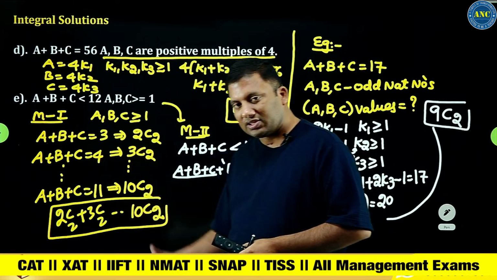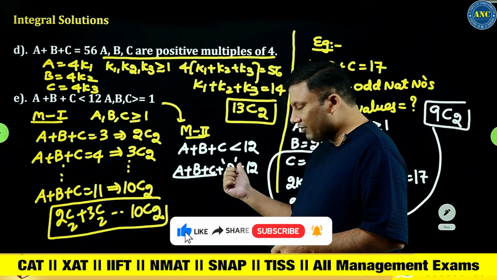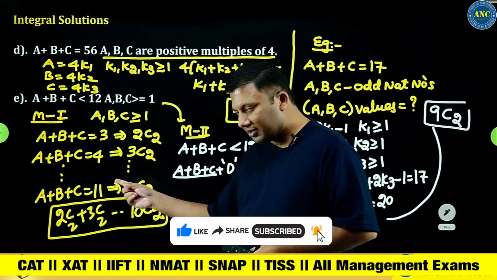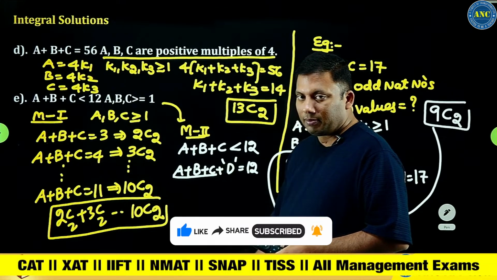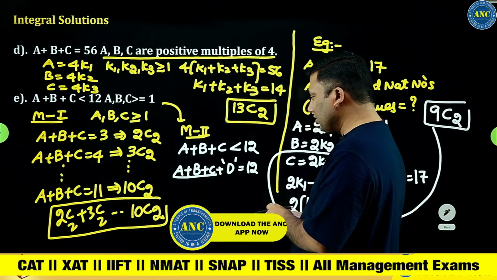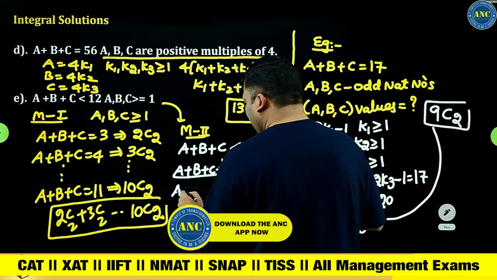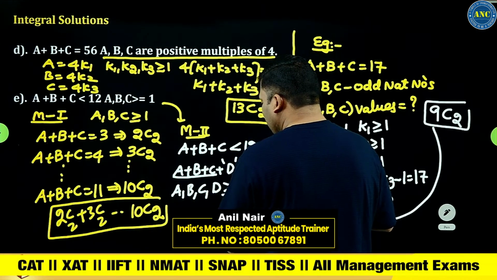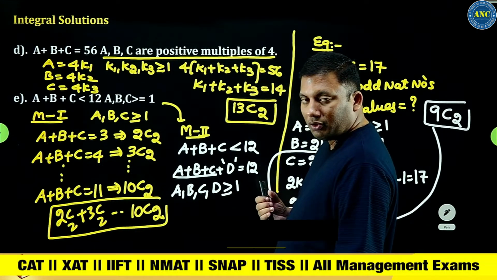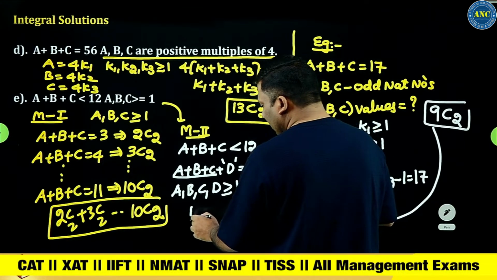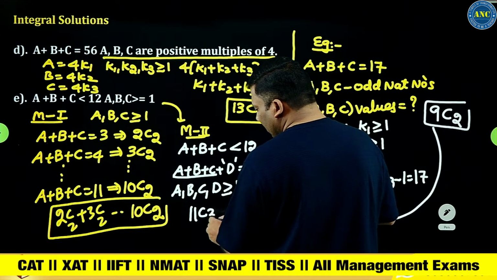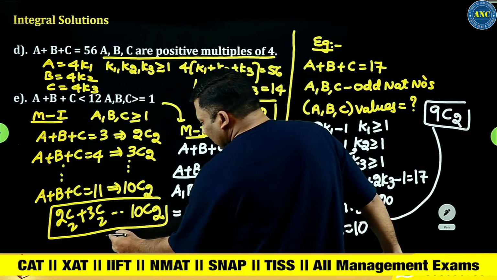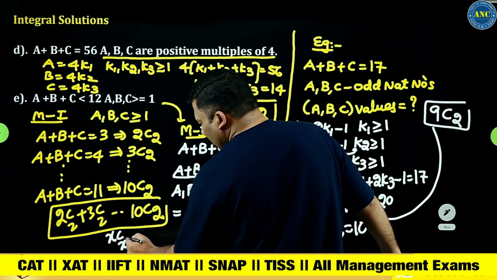When A plus B plus C is 4, the dummy variable takes 8, positive. When A plus B plus C is 11, the dummy variable is 1. Already A, B, C are positive, and the dummy variable will also take a positive value. If 12 balls are there, it is 11 gaps. With 4 variables, it is 11C3.